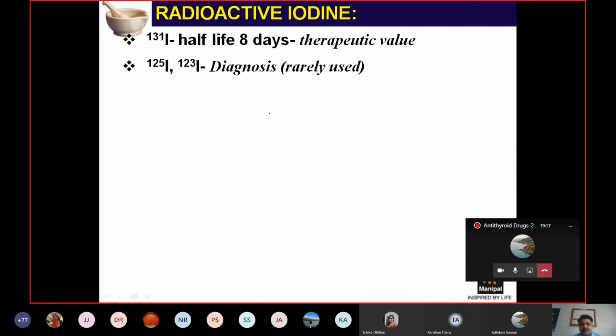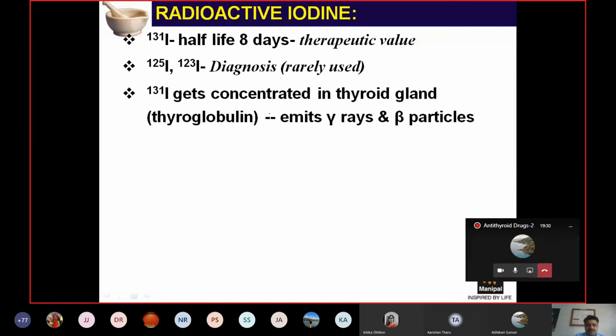We started with radioactive iodine, and we said that radioactive iodine 131 is used for therapeutic value, while 125 and 123 are used for diagnosis. So how does this radioactive iodine work? It is taken orally. Yesterday's class I talked about that.